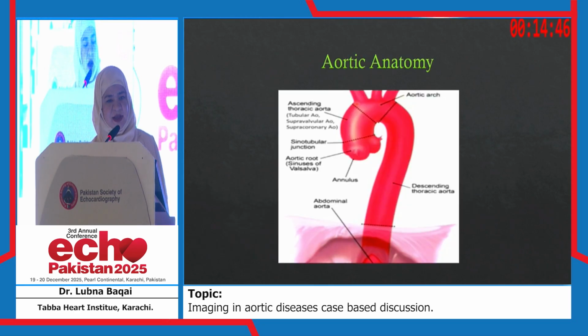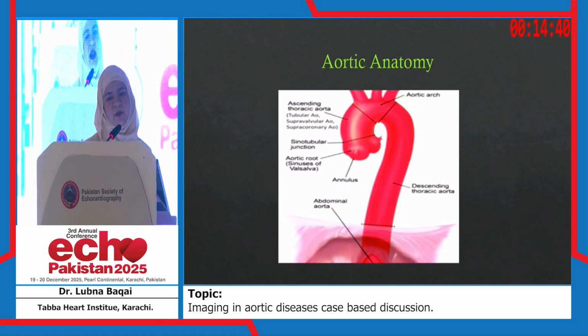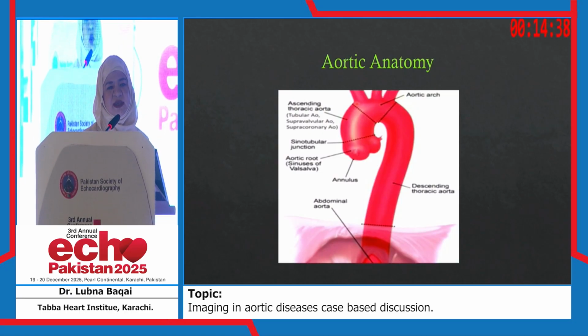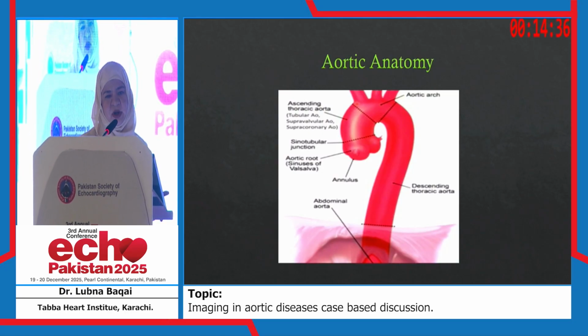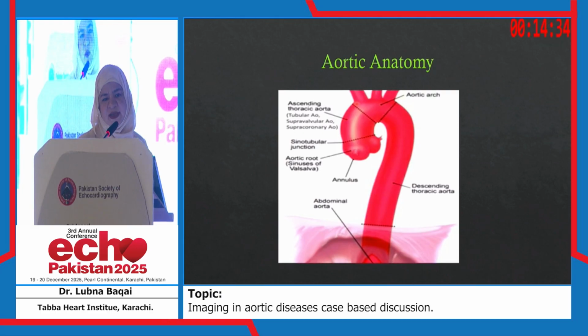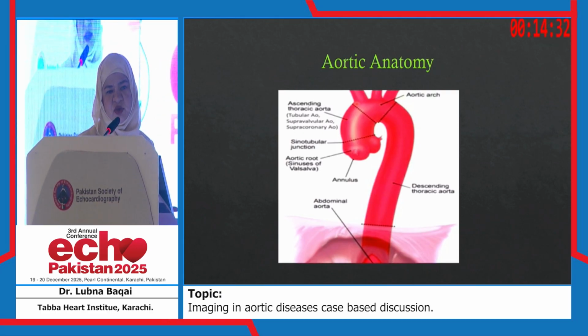So first, start with the basic anatomy. You have to look for the annulus, the sinuses, the ascending aorta, arch, and the descending, as well as the abdominal aorta. Try to look at each and every part of the aorta, to the extent you can get from the transthoracic echo.